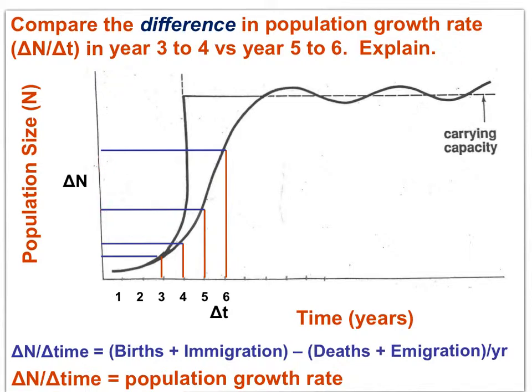The explanation for this difference in delta n over delta t, the population growth rate, is that the size of the population is getting larger, so when a multiplier is applied, the change in the size of the population is greater each year. Remember that the change in the population size is a function of births and deaths and immigration and emigration. That relationship is shown right here. And that delta n over delta t is known as the population growth rate. Pay attention here because the multiplier has another name and you need to be able to keep them straight.